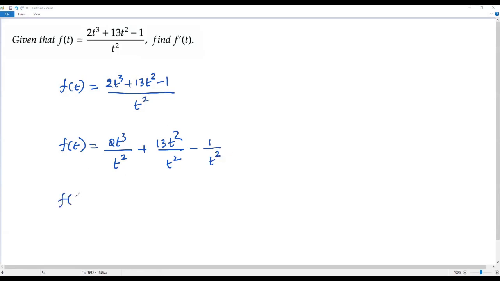Here then f of t is equal to 2 times, so here we divide two terms with the same base, that is t. Whenever we divide two terms with the same base t, we can write the base once and we have to subtract the exponent, that is the exponent in the numerator minus the exponent in the denominator. This is called the quotient rule in exponents. And here this t squared can be cancelled, plus 13 minus 1.